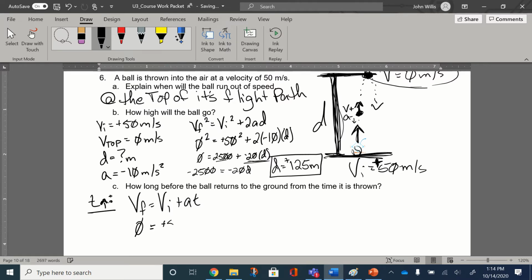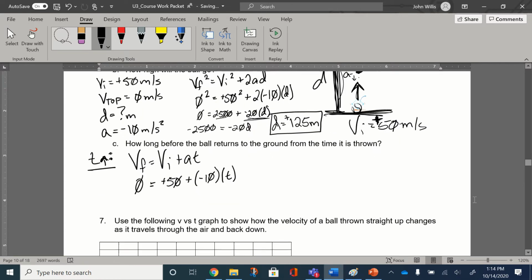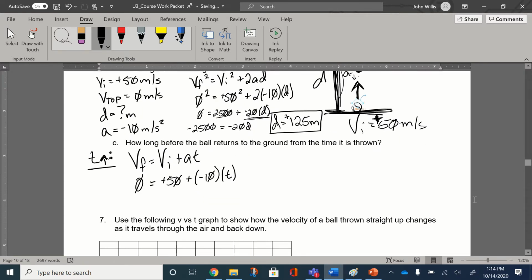I still have a positive 50 as my initial velocity, plus my acceleration is still negative 10 because it's always working against that initial direction vector. And again, this does not simplify to 0 equals 40t. I see it every year. Please don't do that. Move your 50 over. You get negative 50 is equal to negative 10 multiplied by time. Divide both sides by that, and you get your time up to the top of 5 seconds.